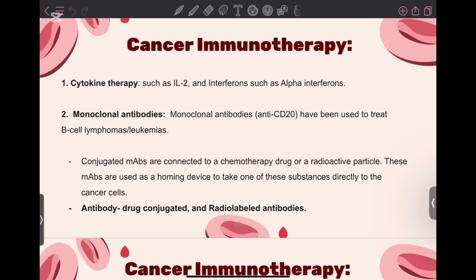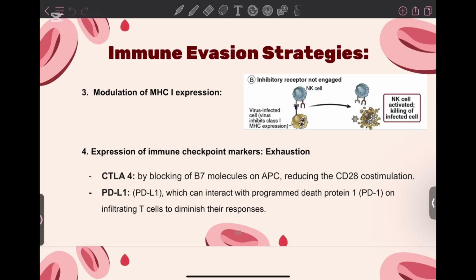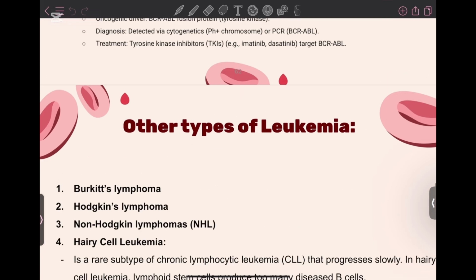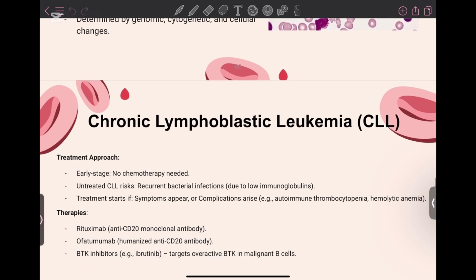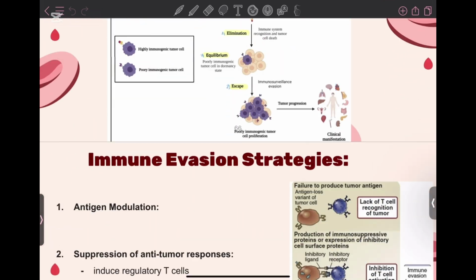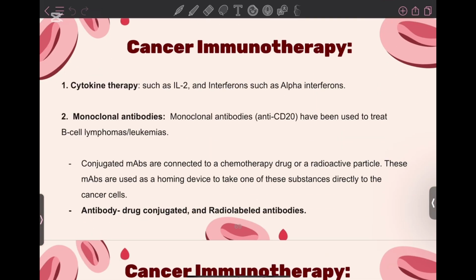Monoclonal antibodies: let's say we have the antigen CD20 on the B cells. You're going to synthesize an antibody that binds this antigen, and then it can help kill the cell. Then we have conjugated monoclonal antibodies, which are sometimes connected to chemotherapy drugs. So instead of having this wide systemic effect, you can attach the chemo.